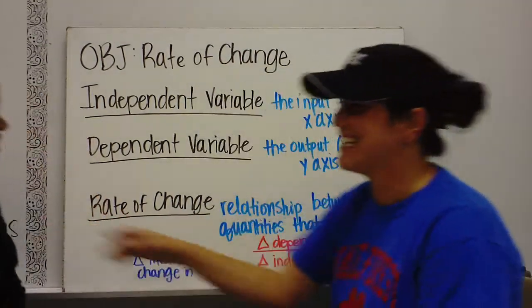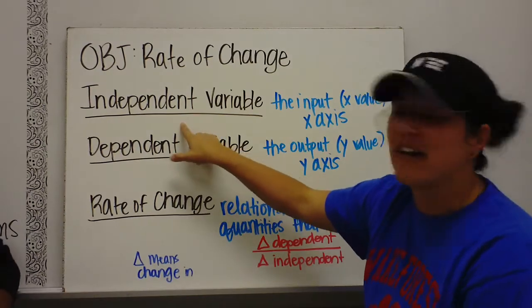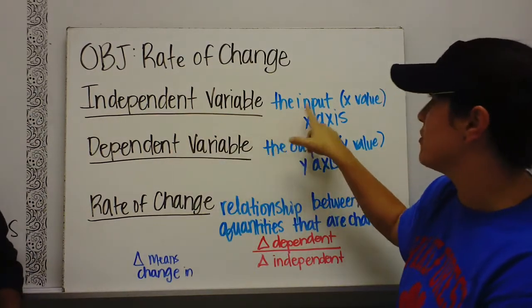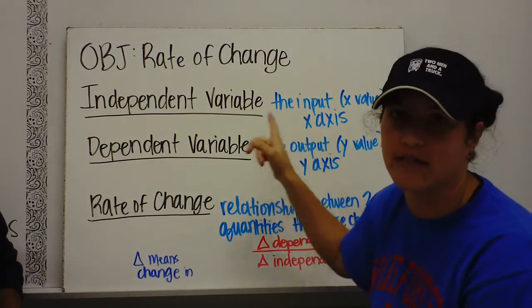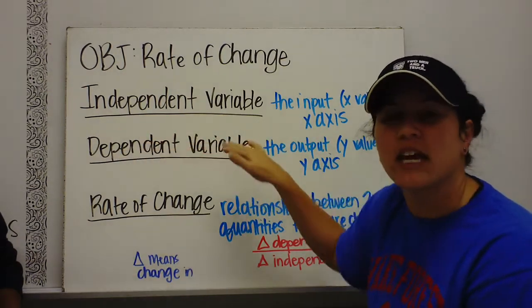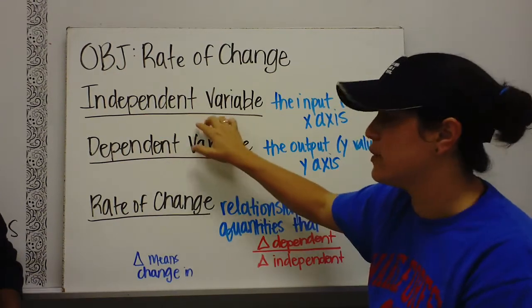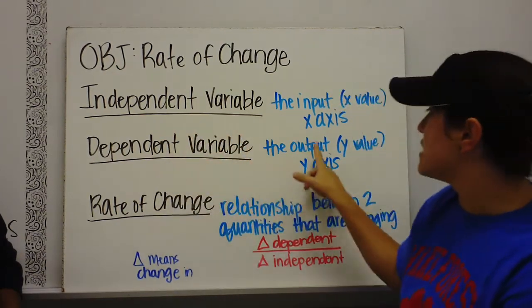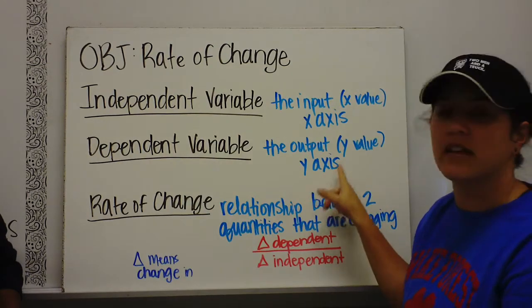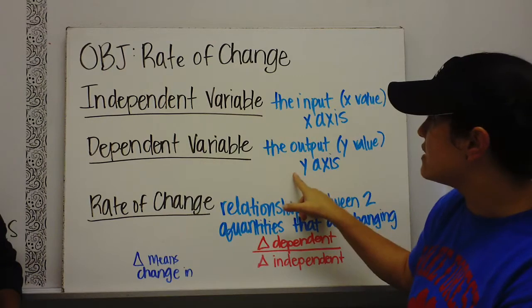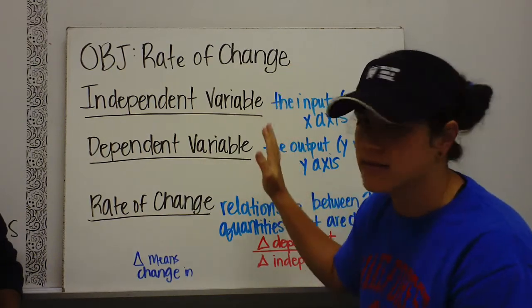Hi. So, a few vocabulary words. Independent variable. The independent variable is also the input, the x value. That is going to be, like in science, your independent variable is the one that you can control. Dependent variable is the output, or the y values. That's going to be on the y-axis. Independent is going to be on the x-axis. Dependent is going to be on the y-axis.